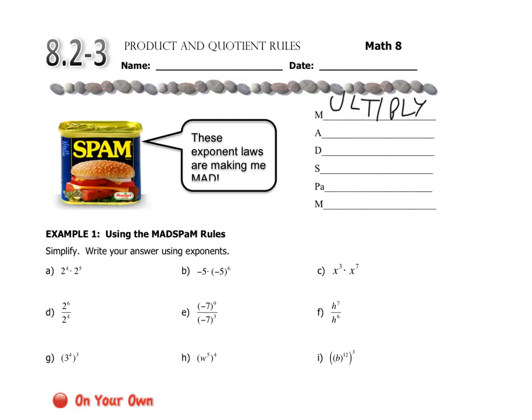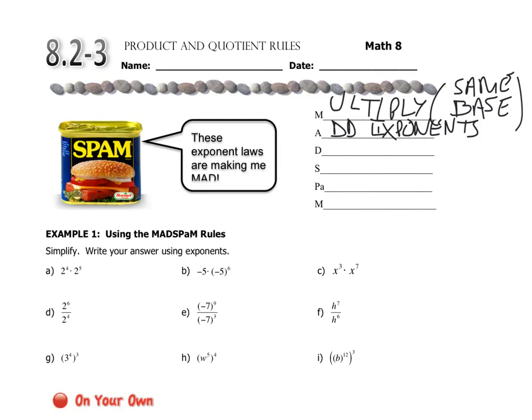Here's the first one. M stands for multiply, and it has to be with the same base. So I have to have the same base, but when I'm multiplying them, what I'm going to do is add the exponents. So M stands for multiplying with the same base. If that is true, then I add the exponents.